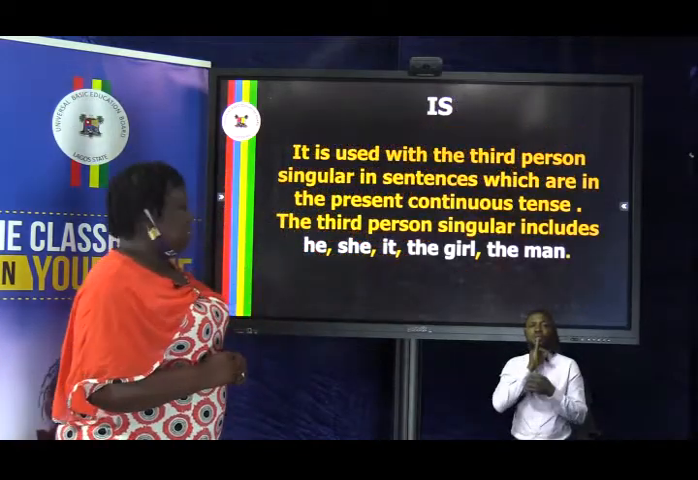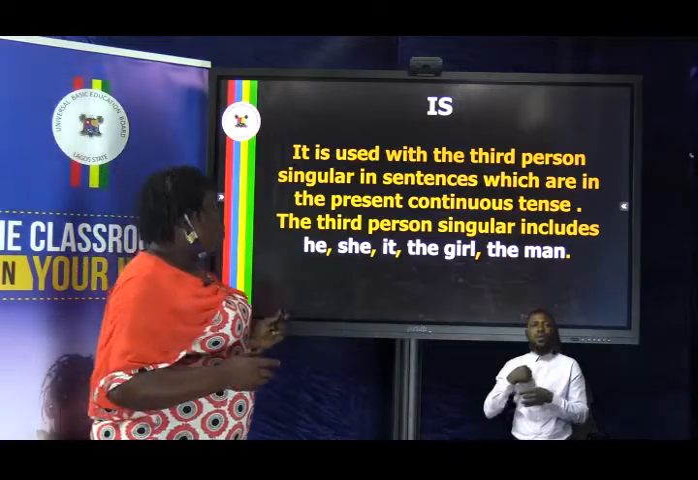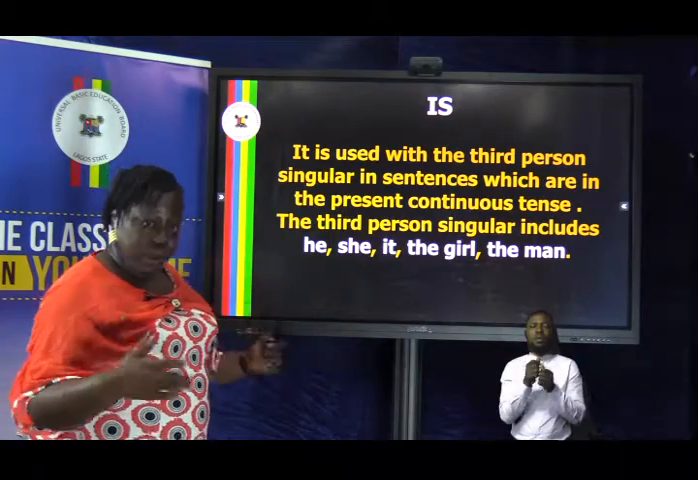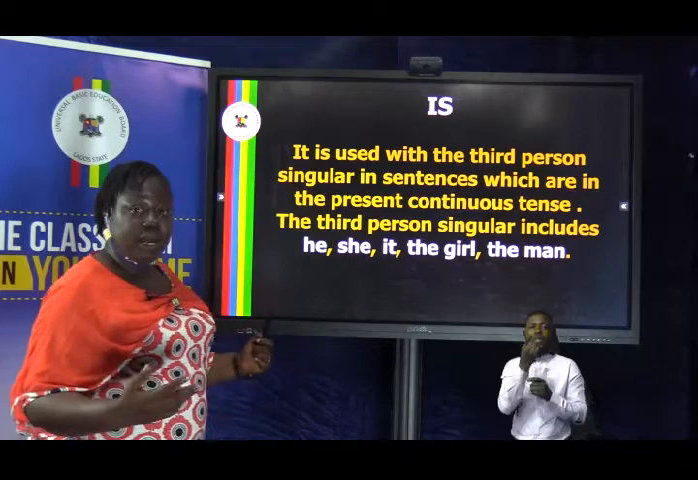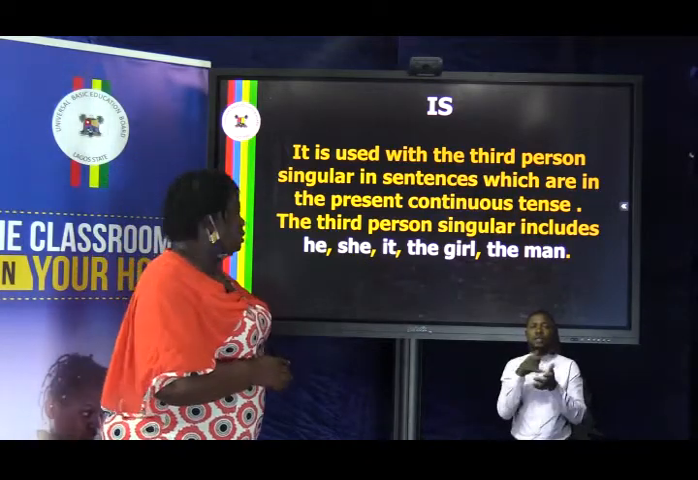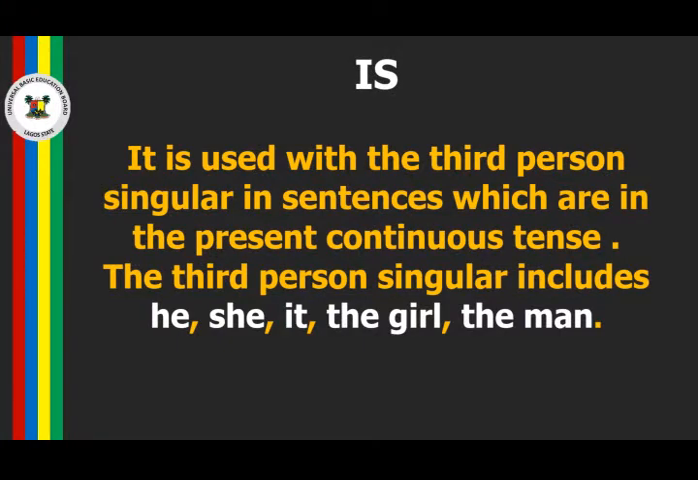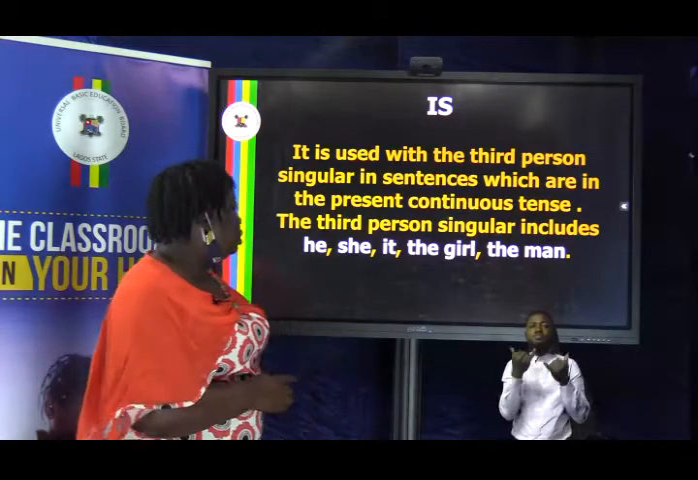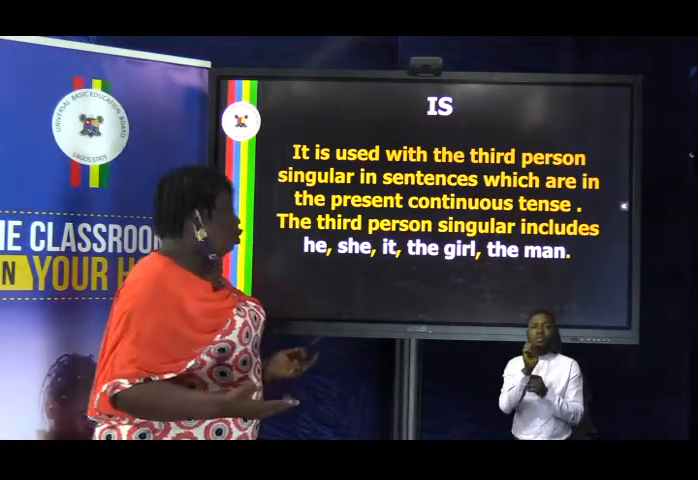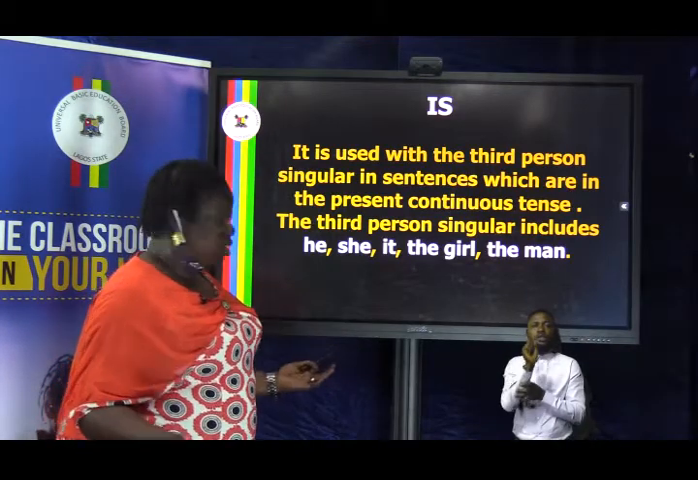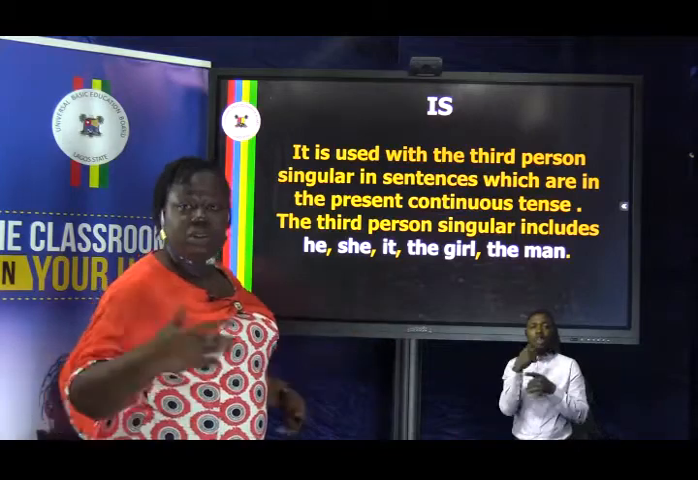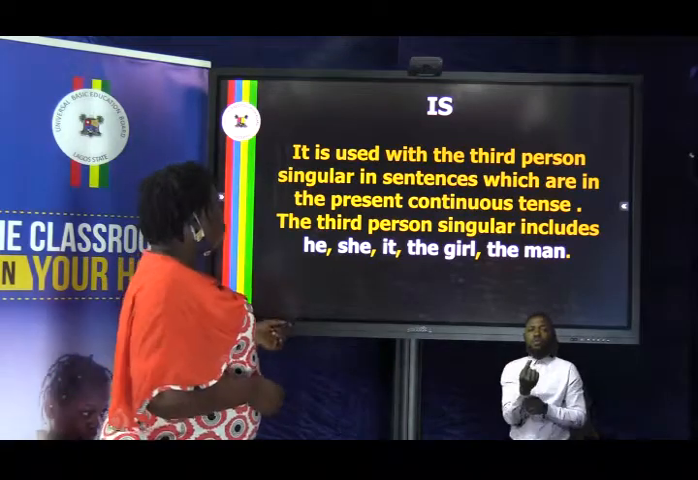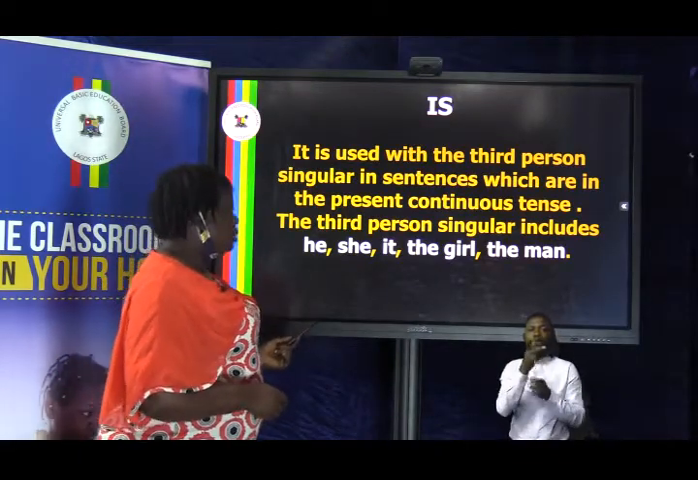The next one is is. We use is with the third person singular in sentences. You remember, we've talked about the third person singular. Yes, we've talked about it as a tense. So, is is used with the third person singular in sentences which are in the present continuous tense. The third person singular includes he, she, it, the girl, the boy, the man, the woman, and so on.